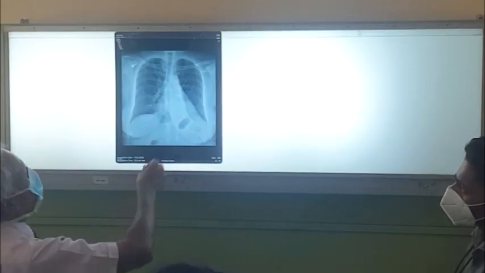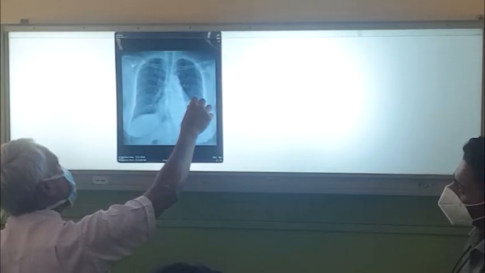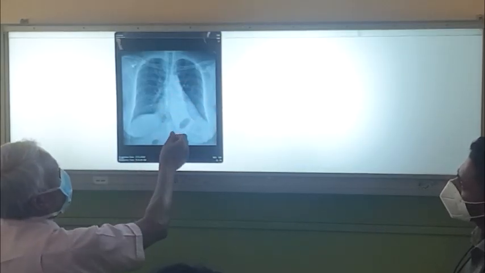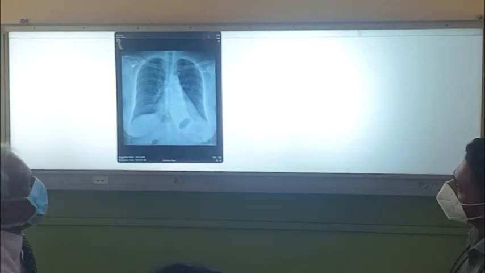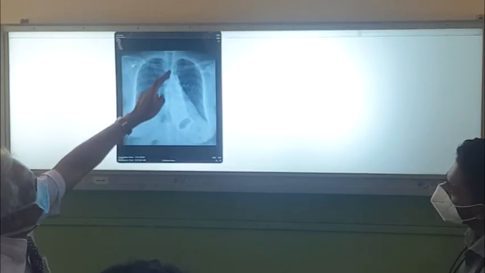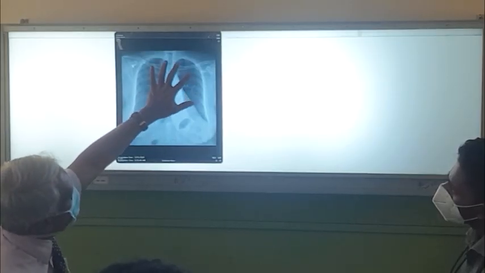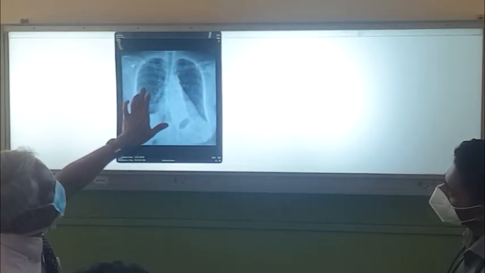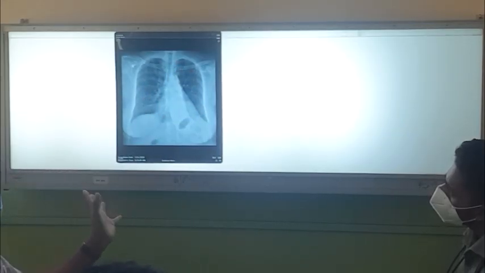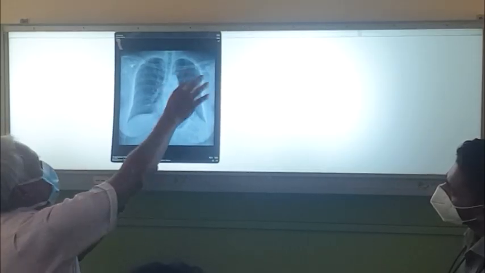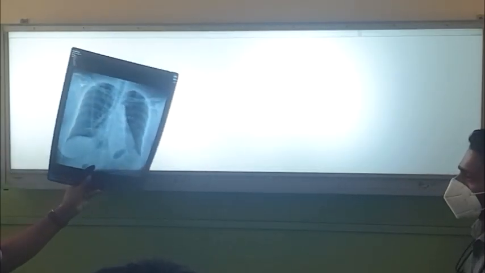Okay. So this is called the sail sign. Behind the heart you can get a triangular opacity. I can't see the descending aorta. This part of the hemidiaphragm I can't see because above that there is collapsed lower lobe. So everything is collapsed. And this area is the hyperinflated left upper lobe. You get darkness here compared to the right side because the vessels get displaced like this, right? So you get increased darkness here. So it's a typical left lower lobe collapse.